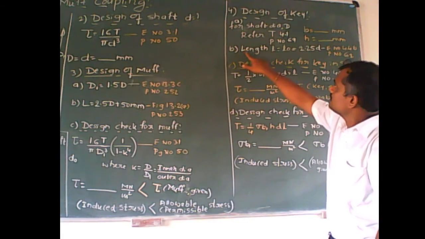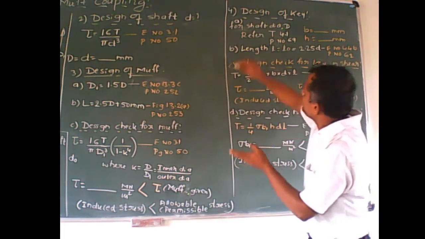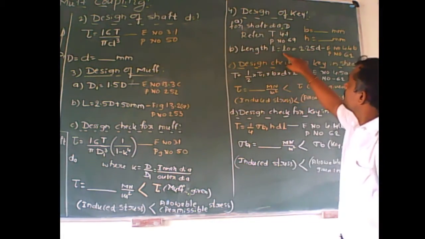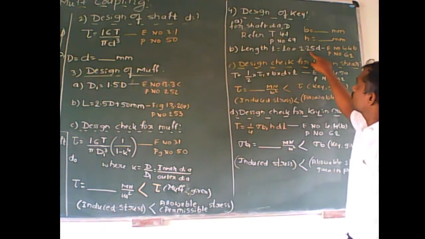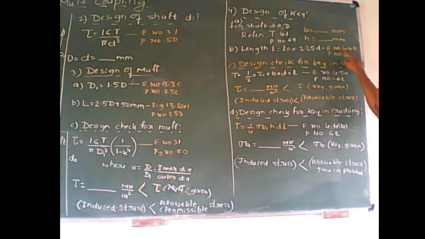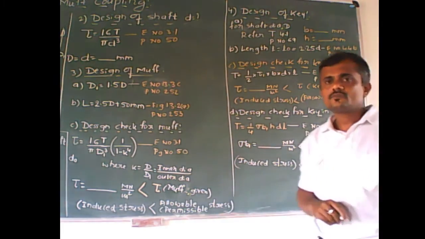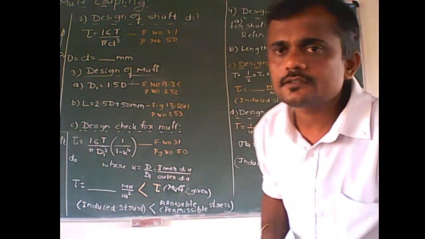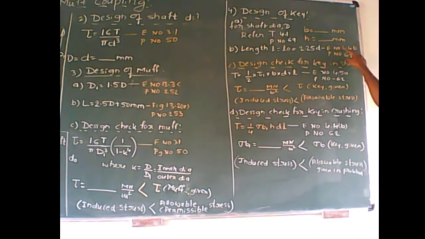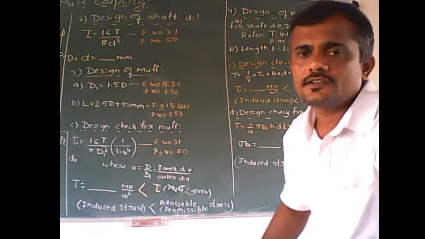And we have to note down, we have to calculate this length of key. What should be the length of a key? L is equal to L0 is equal to 2.25D, in equation number 4.4b. Is it visible? Yes. Equation number 4.4b. Okay, so page number is 62.